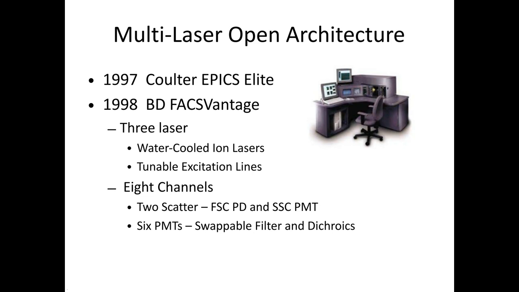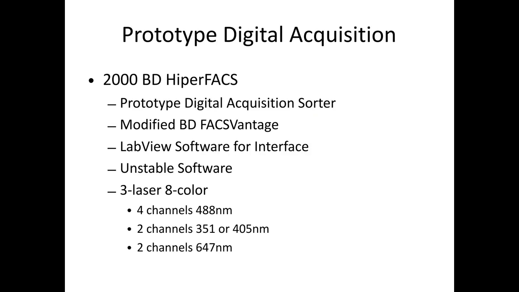And we didn't really realize that until in 2000, we had the prototype BD Hyperfax. I actually couldn't find a picture of it because I think it's been buried in the annals of flow history. But it was basically a modified FACS Vantage that had a digital acquisition interface such that we're now taking the pulses and digitizing them. And I think at the time it was a 10 megahertz system. And we had LabVIEW as the software to use. If any of you use LabVIEW, it was super unstable.